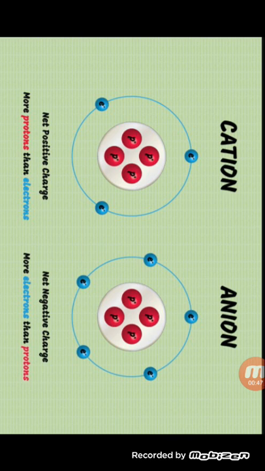Actually, ions are groups of atoms which contain either positive charge or negative charge. If the ions contain positive charge, they are called cations, and if the ions contain negative charge, they are called anions. So when they move in the solution, they are able to conduct electric current.